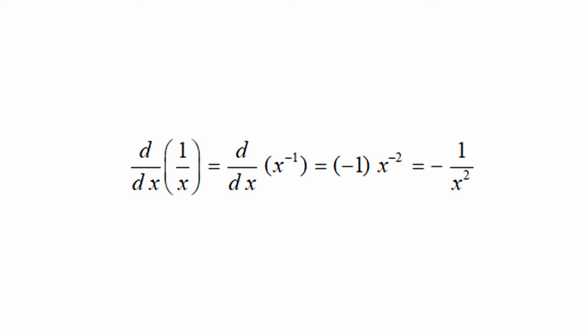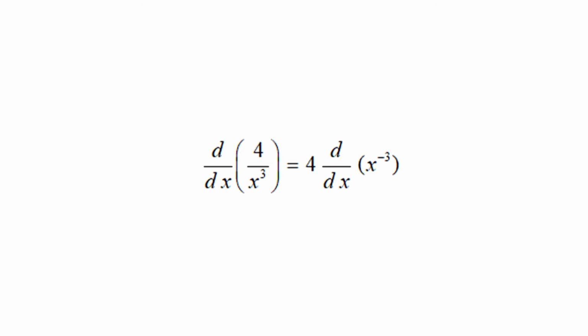For example, d/dx of 1/x equals d/dx of x^(-1), which is equal to -1 times x^(-2), which is equal to -1/x². This agrees with the results in the previous session.